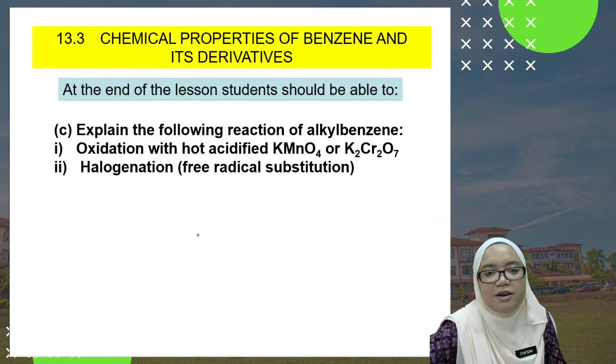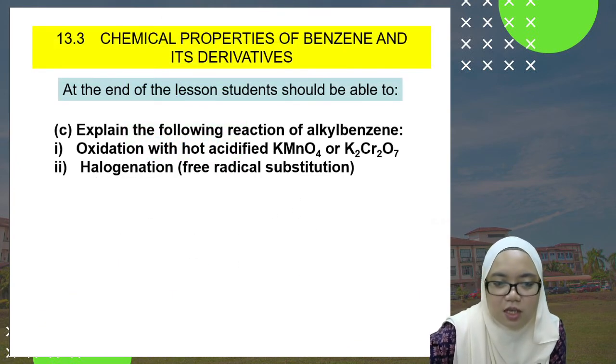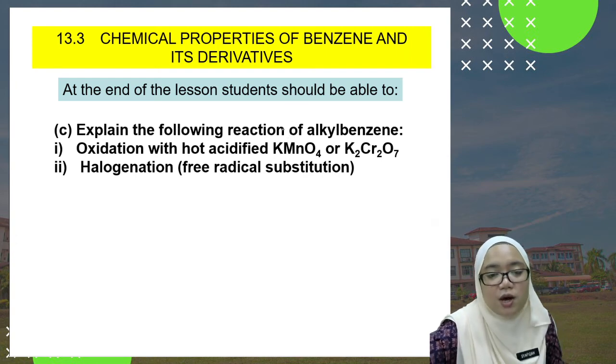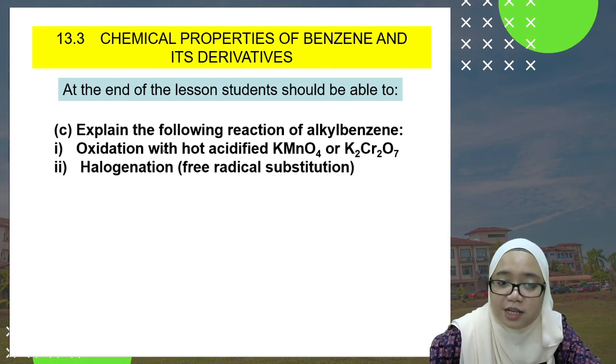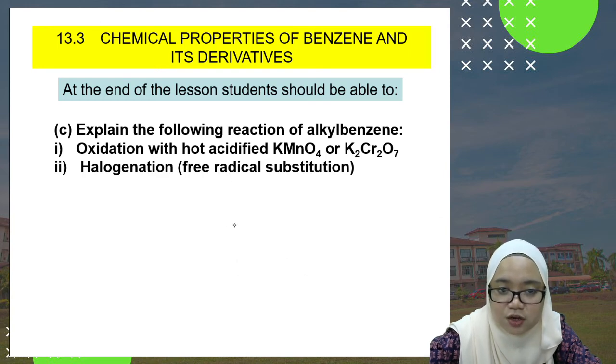Okay, last. Kita nak masuk kepada chemical properties of benzene and its derivative. Kita nak explain the reaction of alkyl benzene. So ada dua reaction of alkyl benzene. Yang pertama adalah oxidation with hot acidified potassium permanganate or potassium dichromate. Okay, and the second one is halogenation reaction, which is free radical substitution reaction.